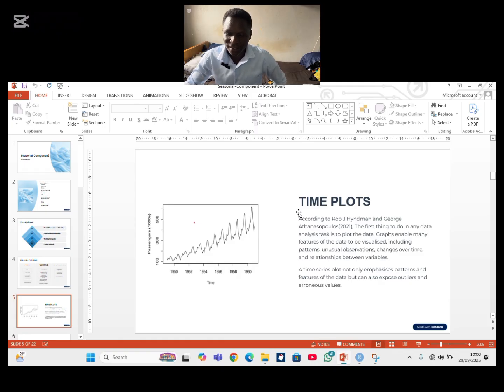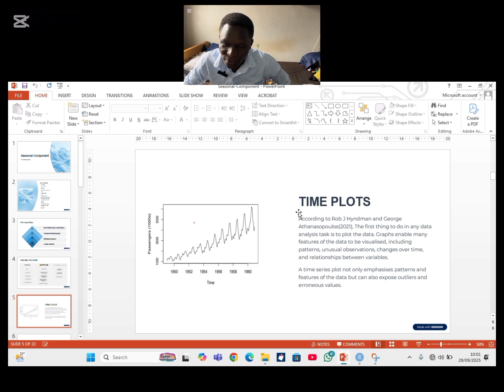Now, first things first, before you do anything on a time series, you should know the properties of that time series. How does it look like? And that is why it is important to visualize your time series. And that is what we are calling our time plot.